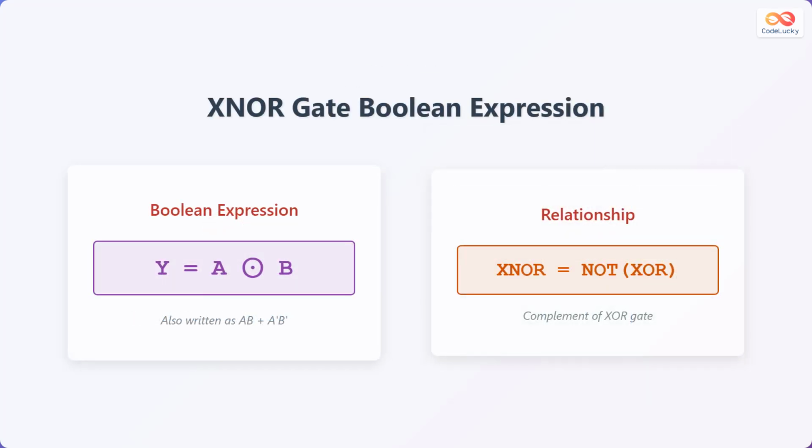The Boolean expression for the XNOR gate is Y equals A XNOR B, where the XNOR operation is represented by a dot inside a circle. This expression can also be written as A multiplied by B plus A inverse multiplied by B inverse. The XNOR gate has a complementary relationship with the XOR gate. Specifically, XNOR is equivalent to NOT XOR, meaning the output of an XNOR gate is the inverse of the output of an XOR gate for the same inputs.